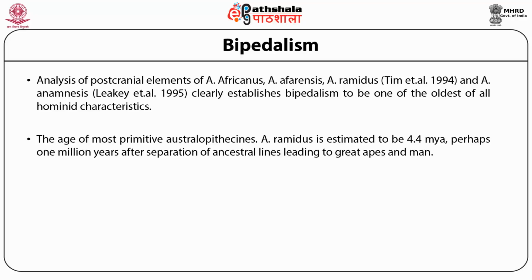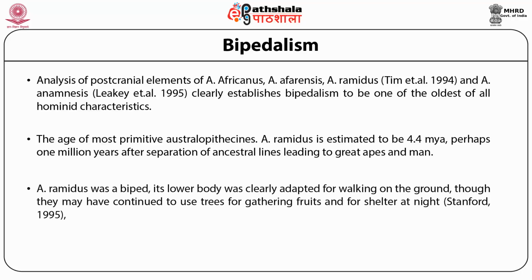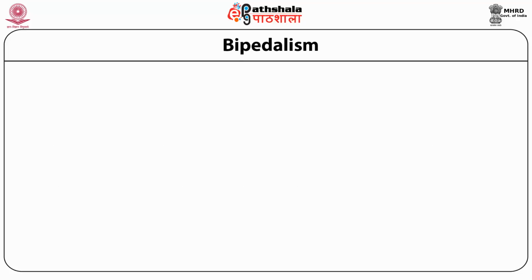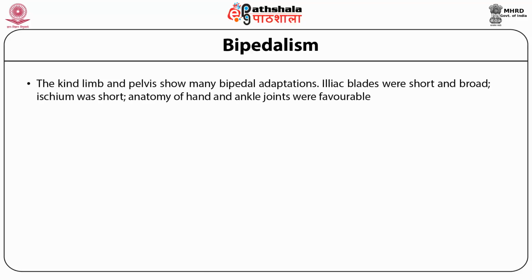According to Stanford, Australopithecus ramidus was a biped. Its lower body was clearly adapted for walking on the ground, though they may have continued to use trees for gathering fruits and also for shelter at night. Post-cranial elements, especially limb and pelvis anatomy, show characteristics of bipedal adaptation. In all such features, Australopithecus afarensis was more human-like than ape.